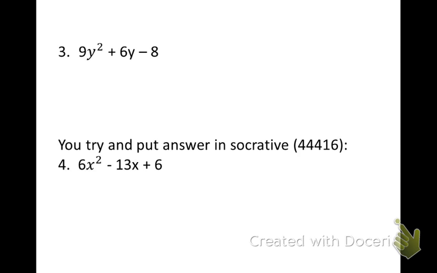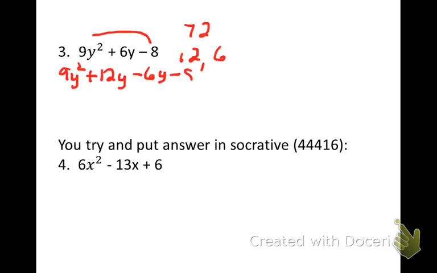Alright, so I will use the method of multiplying these two together. So that's 72. I'm thinking of factors of 72 that when I subtract them, I'm going to get 6. So again, 1 and 72, 2 and 36, 3 and 24. You keep going. I think 6 and 12 would work here, right? Again, the 12 needs to be the positive one. So 9y squared plus 12y minus 6y minus 8.